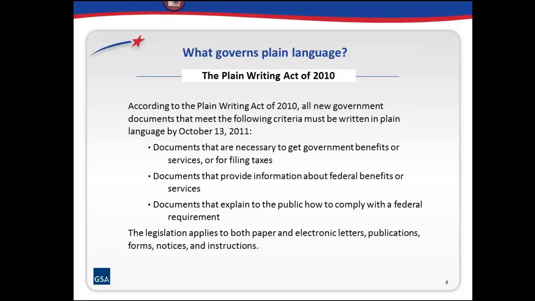So if you have documents that are necessary to get government benefits or services or for filing taxes, plain language. Documents that provide information about federal benefits or services, plain language. Documents that explain to the public how to comply with a federal requirement, plain language. So if you're working with citizens, if you're working with the public, if you're working with everybody outside of your own agency, plain language is required.